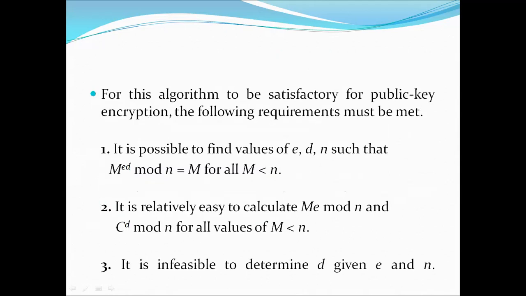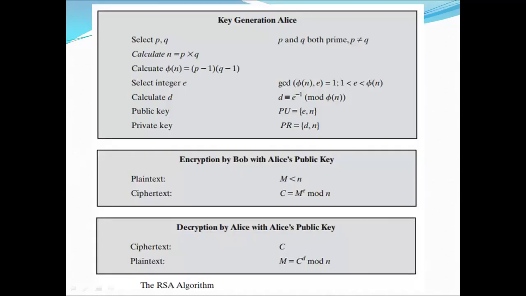For this algorithm to be satisfactory for public key encryption, the following requirements must be met. It is possible to find values of e, d, and n such that m power ed mod n is equal to m for all m less than n. It is relatively easy to calculate m power e mod n and c power d mod n for all values of m less than n. It is infeasible to determine d given e and n. This is the general algorithm of RSA.